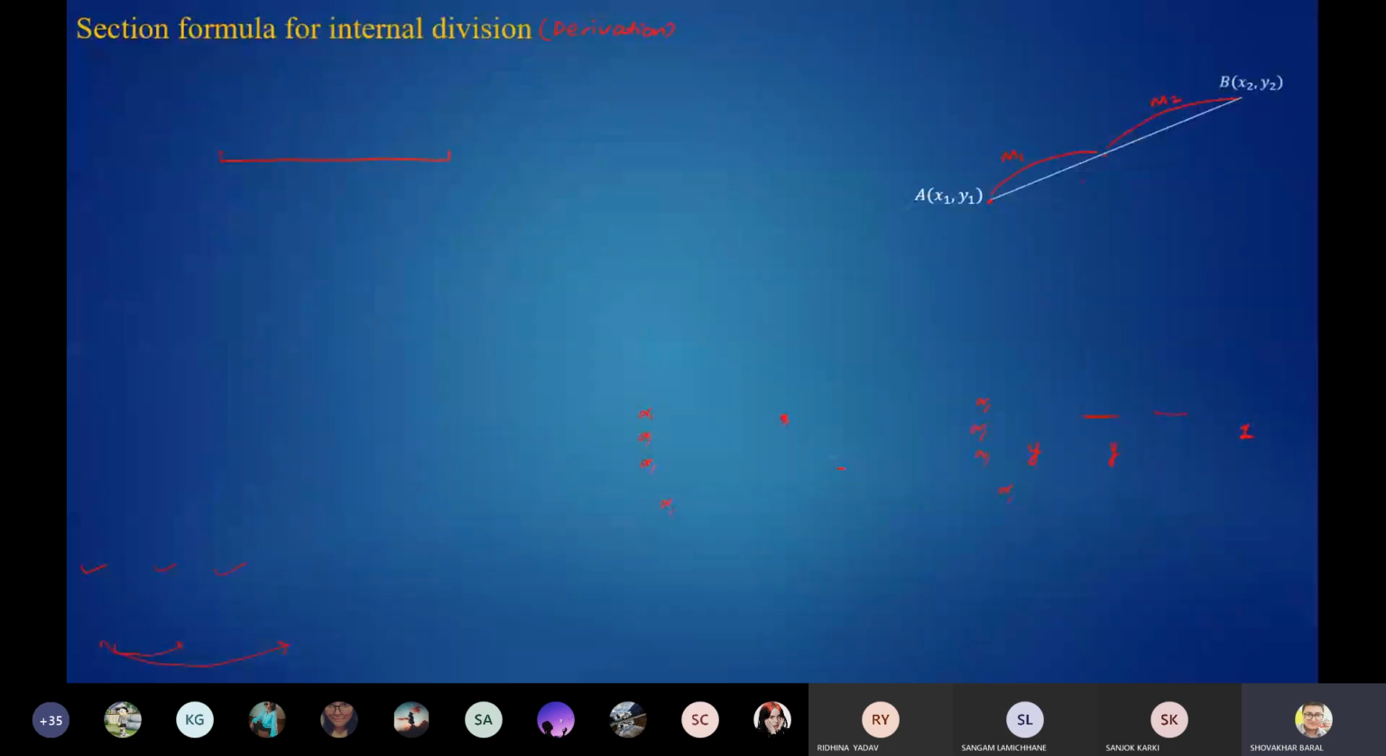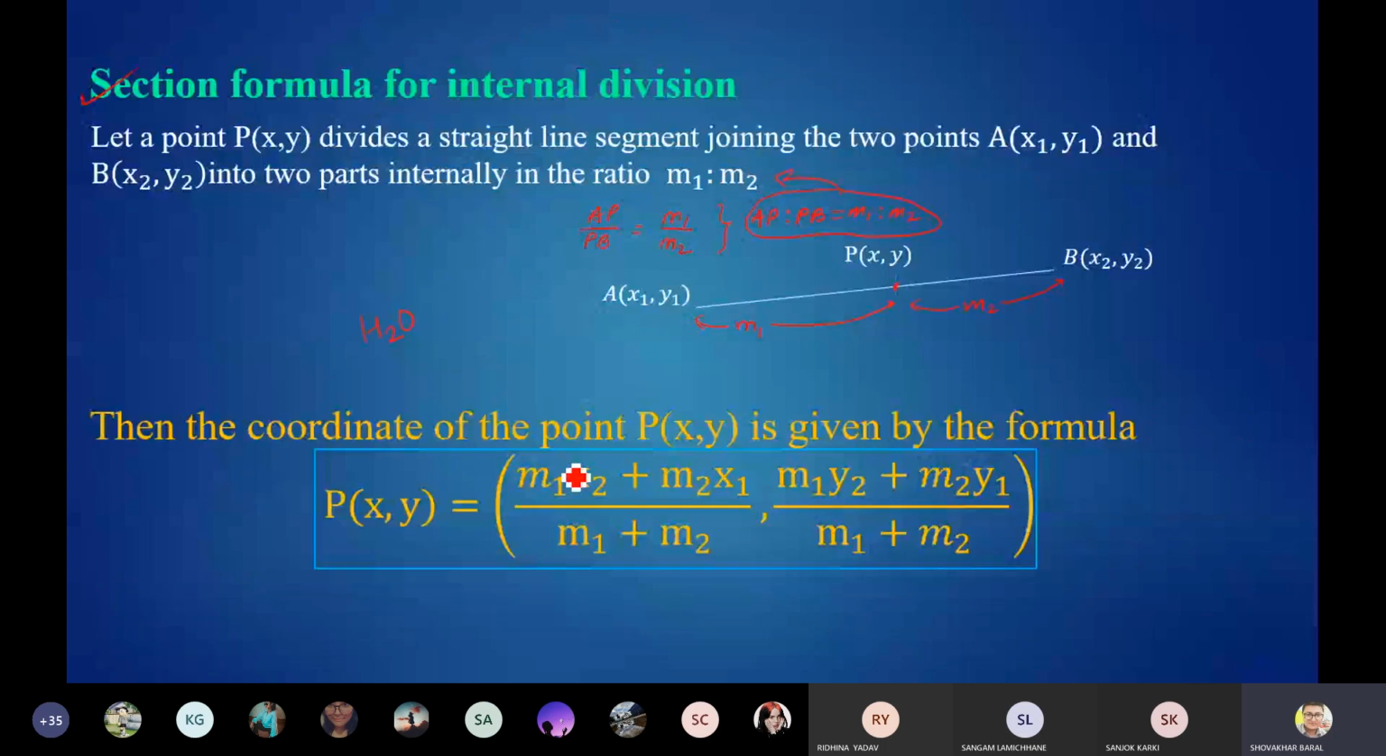Okay, section formula for internal division. This is the formula we discussed yesterday. It is m1 x2 plus m2 x1 by m1 plus m2, comma m1 y2 plus m2 y1 by m1 plus m2. This is the section formula for internal division.